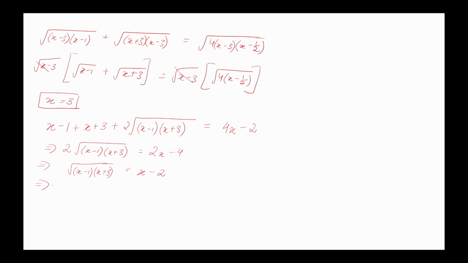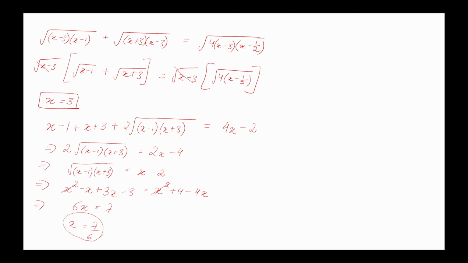Now if I square both sides again, I would get x square minus x plus 3x minus 3. This is equals to x square plus 4 minus 4x. So from here x square can get cancelled out, and what is the value of x that we are left out with? This would become 6x equals to 7. From here we get x is equals to 7 by 6. So this is another value that can satisfy this equation.